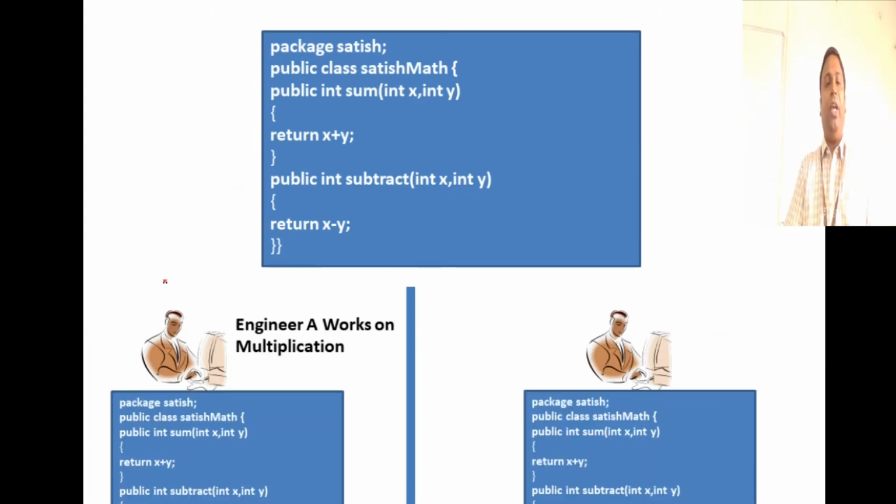So they make a copy. Say this guy in the US makes a copy to his laptop. This guy in India makes a copy to his laptop. So what copy are they going to get? This copy. And next, what are they going to do? This guy should add the multiplication function.